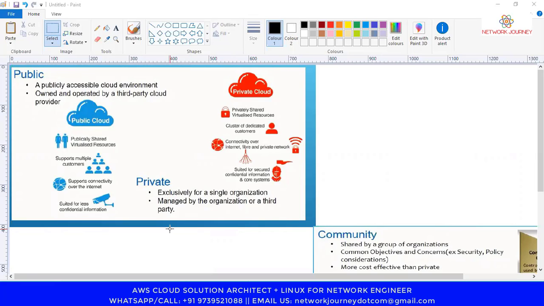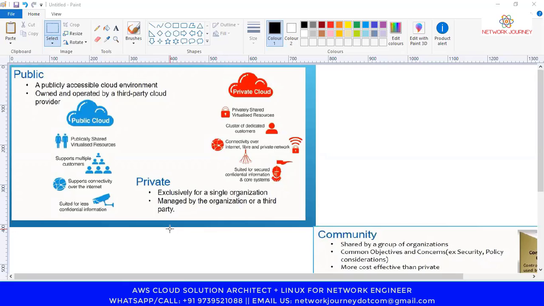Public transport will be cheap. Price-wise, the travelling charges are less in public transport, but if you have your own vehicle, you have to invest more money, because you have to own the vehicle and spend on fuel and other things. In the same way, public cloud means anyone can have the cloud resources. It is shared virtualized resources, common for all the customers, so it supports multiple customers.